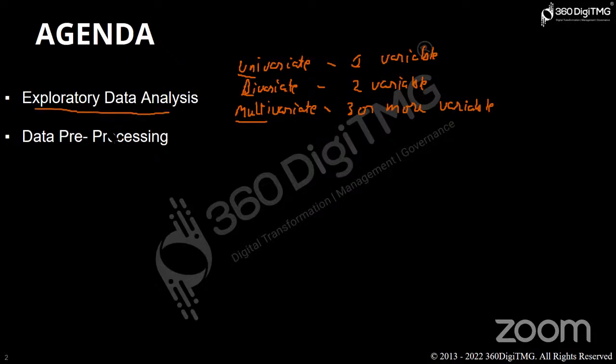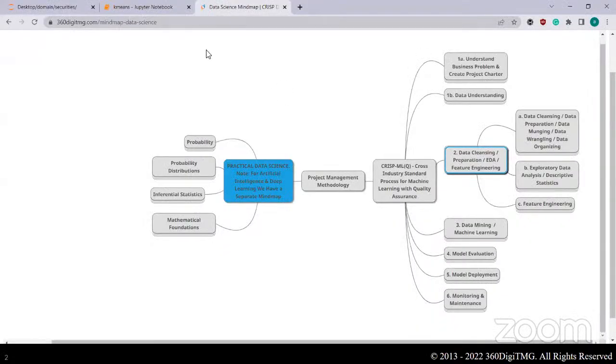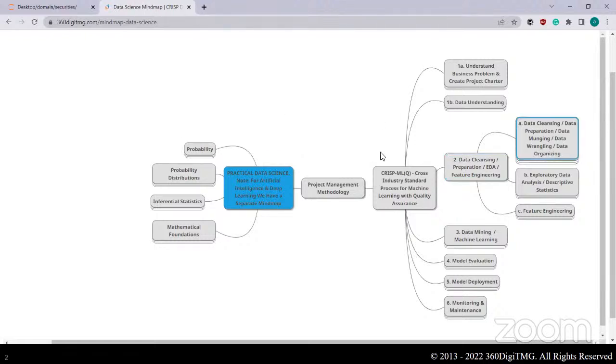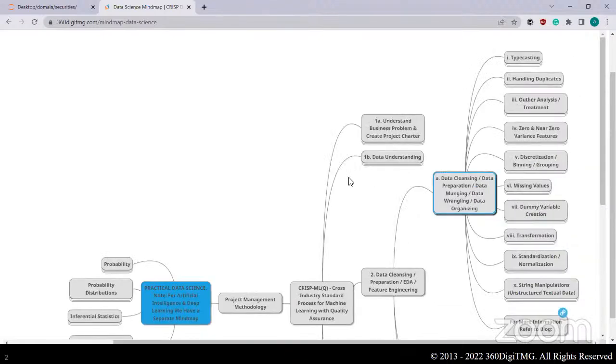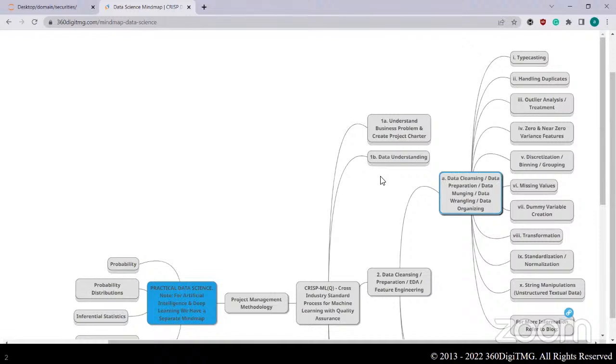So we'll see how we can perform EDA on a data set, and then we'll also take a look at data pre-processing. Pre-processing is the second step of EDA, and we have different ways we can do pre-processing. However, before we get into pre-processing, there is something I'd like to talk about for a few minutes.